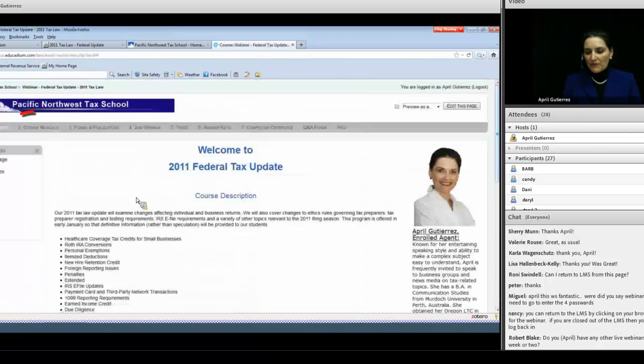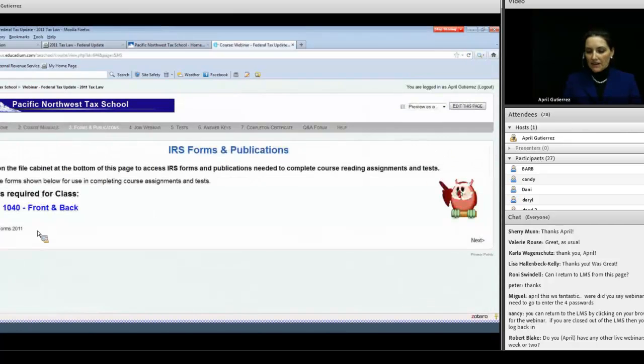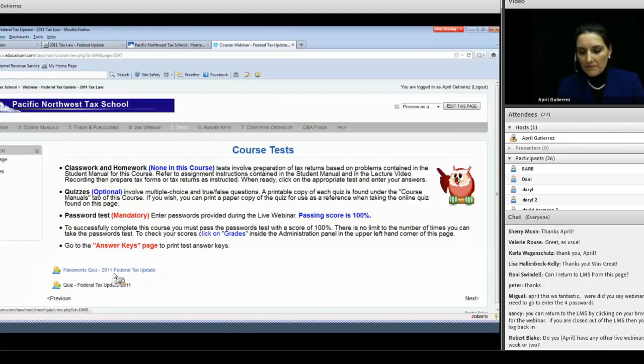And of course, the Course Manuals tab is where you go for the student manual. It's right there. Forms and Publications is where you go for forms. Join Webinar is how you got to me. Tab number 5 has tests. And you will see that there's the password quiz, and that's the mandatory test. You need to get 100% on it. All of the passwords should be lowercase letters. Do not put any caps in there.